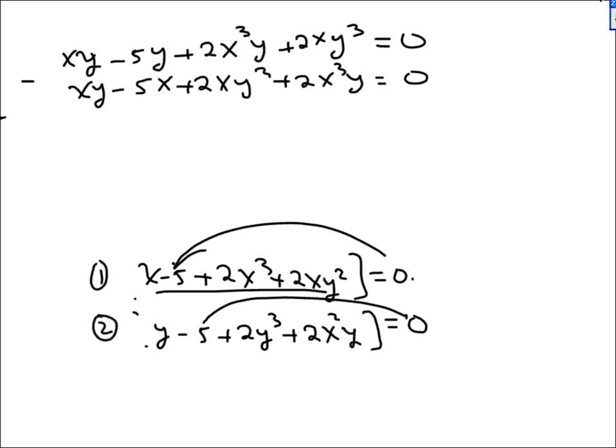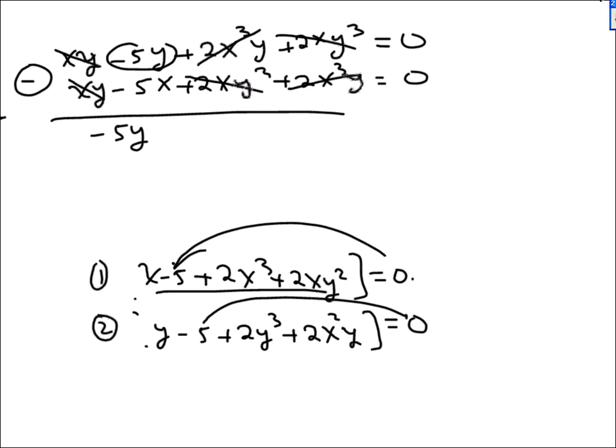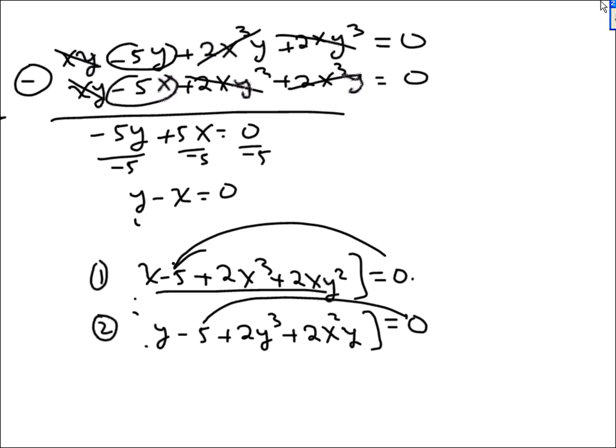Now, if I subtract these two equations, those two are the same, they cancel. I have plus 2xy cubed here, and I have it here. Subtraction kills that off, and subtraction kills that off. And what I'm left with is negative 5y minus negative 5x. That means plus 5x equals 0. Dividing by negative 5, I get y minus x is 0. That is, y equals x.